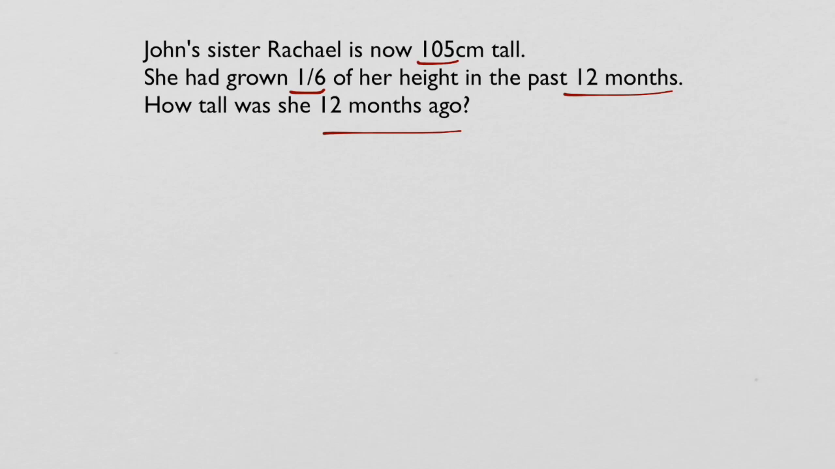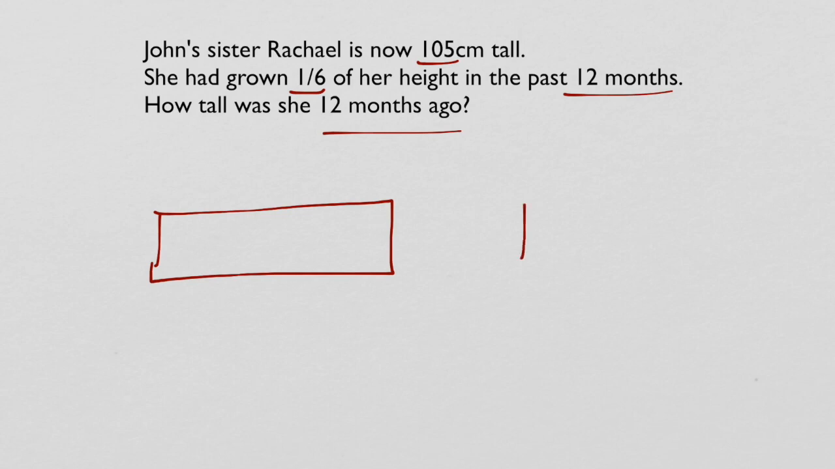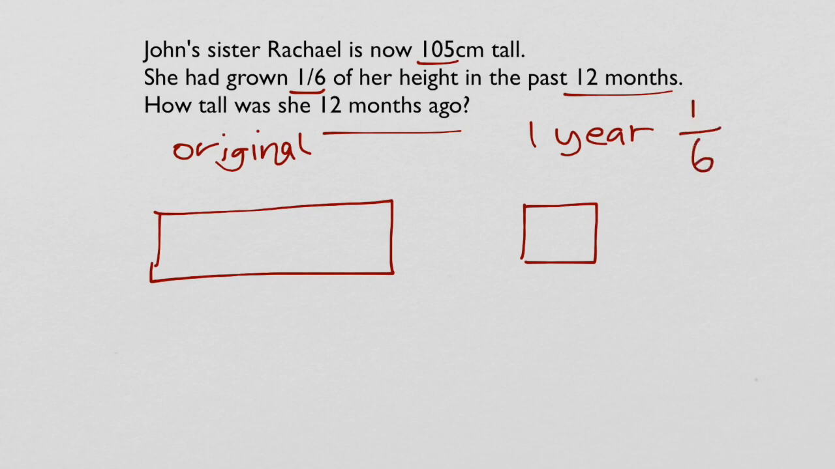Alright, so the best way to start with these questions is to draw out a diagram. I'm going to draw out a rectangle which represents her original height, and I'm going to draw out a separate square next to it, which represents the extra amount that she's grown in the last year, and that is 1/6 of what's on the left. So I'm going to split my diagram on the left into 6 parts, and we have the 1 extra part on the right. So altogether we have 7 parts, and this 7 parts is worth 105 centimeters.